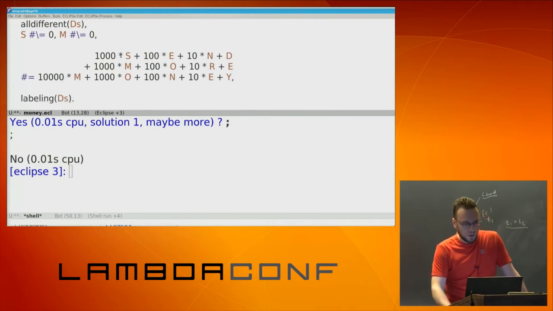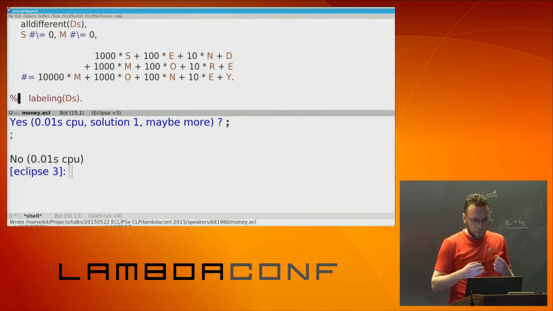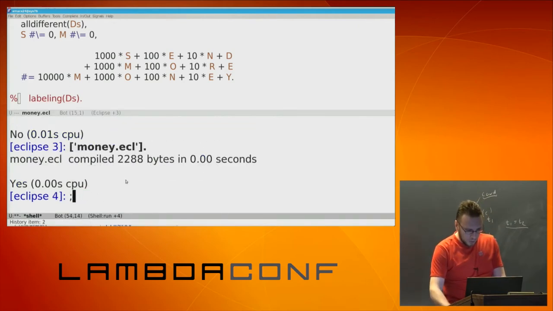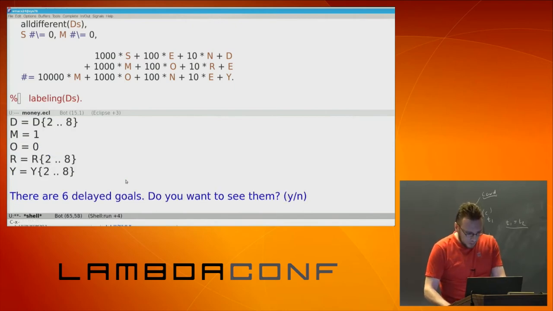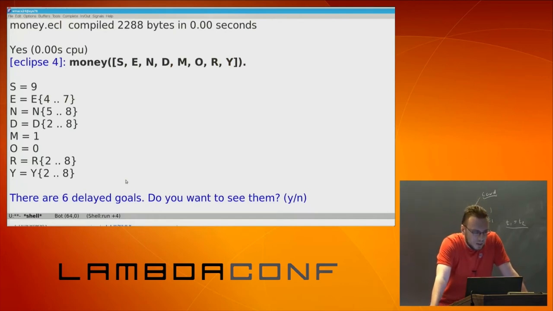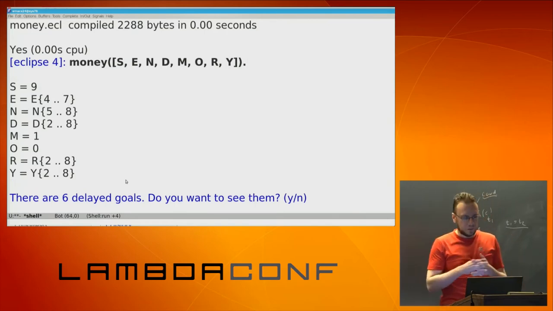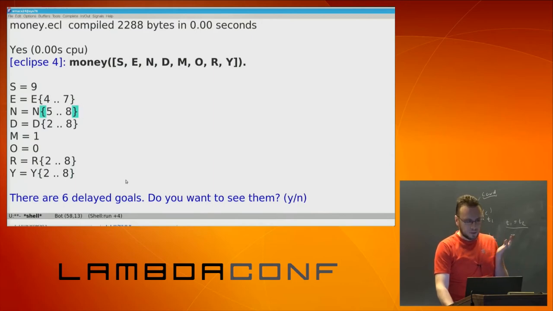And let's try to remove labeling. Let's comment it out. So right now, only constraint propagation will work. Reload the program. And what can we see? We can see that S is still instantiated to 9. Constraint propagation was able to figure it out. But for all other variables, except M and O, only their domains are reduced. So E can be from 4 to 7, but it doesn't know what number exactly. That's why we need search. Labeling is search.